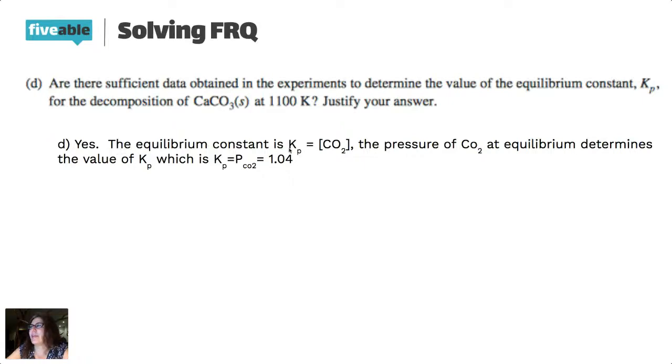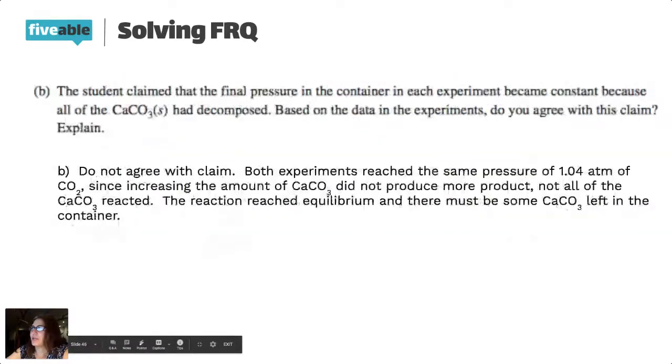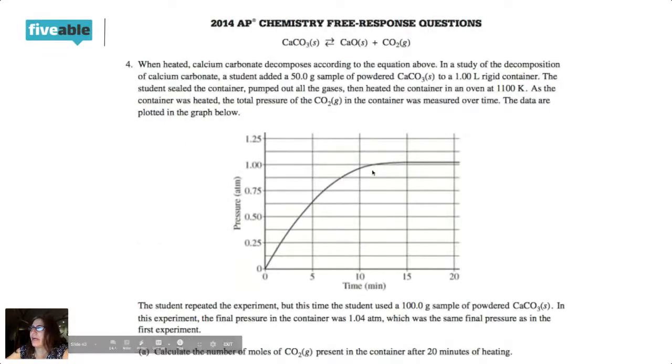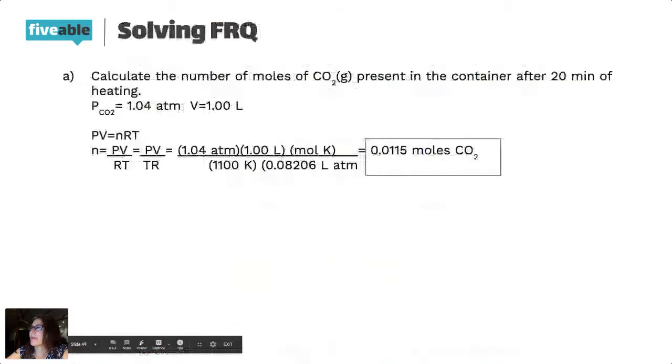Since the equilibrium constant Kp is only determined by carbon dioxide, then the pressure of carbon dioxide, sorry, another typo, this should be a capital O. The pressure of carbon dioxide at equilibrium determines the value of K, which will equal 1.04. So we did have enough data because they showed us the graph, right? Where at equilibrium, the pressure is 1.04.